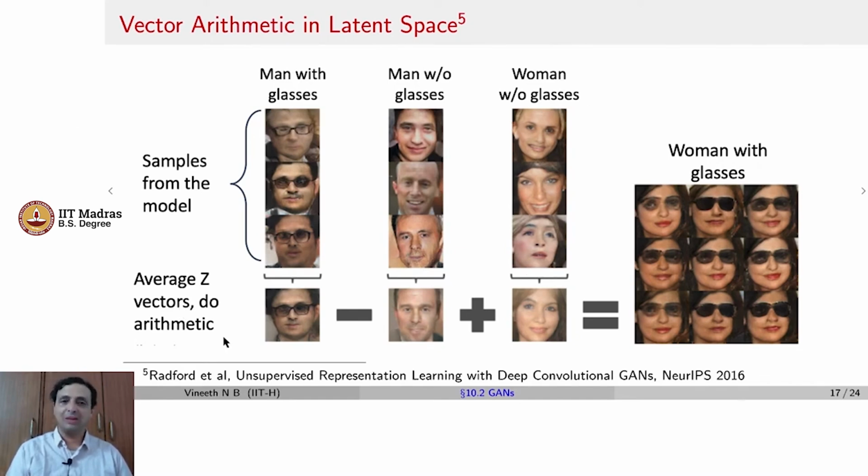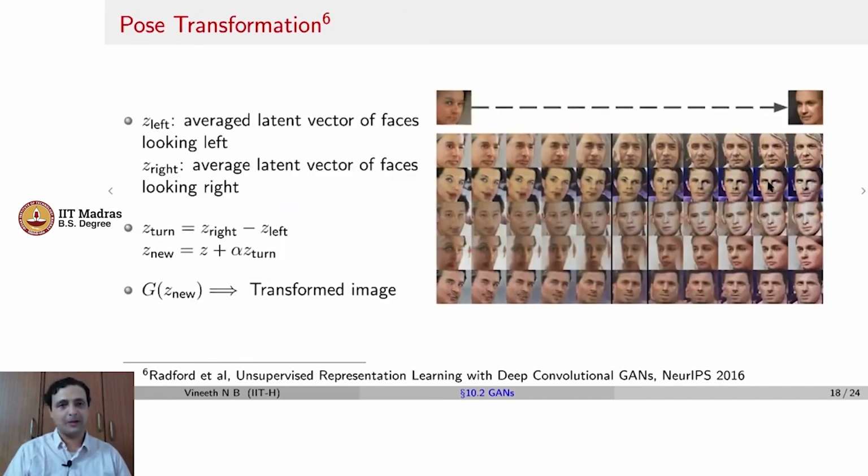Now, if you do arithmetic on those average Z vectors or latent vectors, if you say man with glasses minus the latent vector corresponding to man without glasses plus the latent Z vector corresponding to woman without glasses, and use the resultant latent vector and pass it through the generator, you end up getting images of women with glasses. This is interesting to understand how the latent variable is interpolated and the generator learns what the equivalent interpolation in the image space should be.